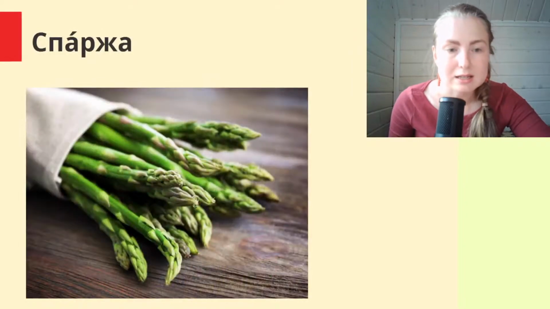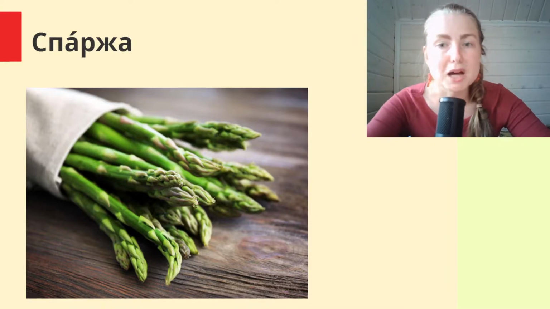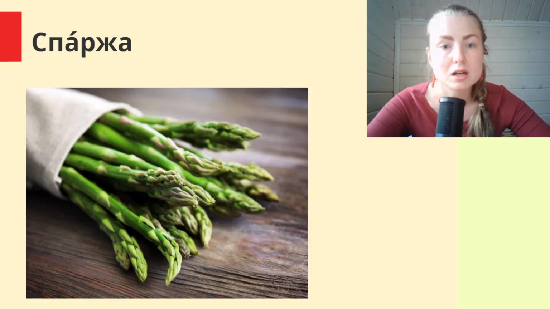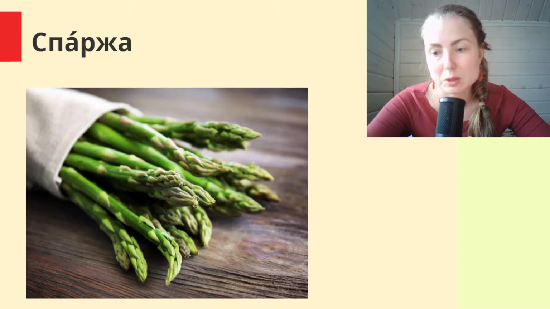Okay. Next word is спаржа. Спаржа means asparagus in English. It's a kind of grass. So it's also an uncountable noun. We don't have plural forms in Russian.